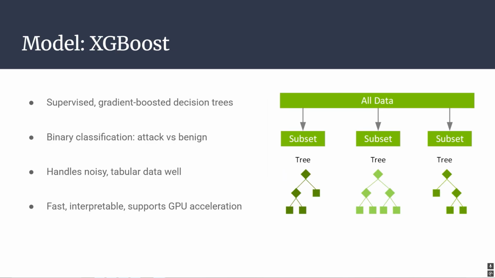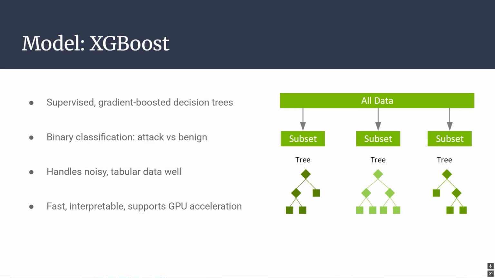Now, the model that we used for classification is XGBoost, which is a highly optimized gradient boosting framework built on decision trees. XGBoost is well suited for our problem because it works efficiently with tabular data, especially when features may be noisy or overlapping, as is the case with performance counters. And our goal was binary classification, either attack or benign.